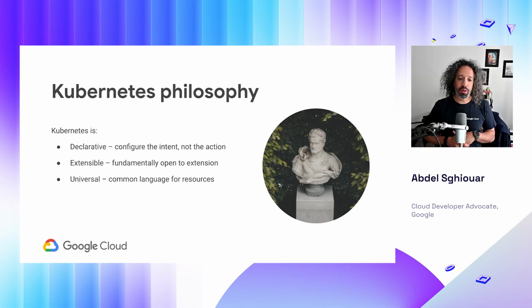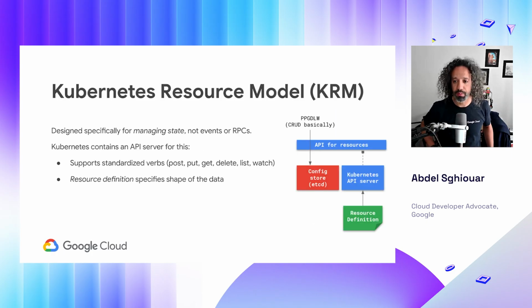Kubernetes follows a philosophy which can be described in three words. Declarative, which means you express intent to the cluster, not action. So you say, I want this to happen, and then the cluster will make it happen. It's extensible, which means you can build on top of the API and build your own custom things. And it's universal. It gives you a common language, YAML, to describe resources across any cloud provider, any infrastructure, and any platform.